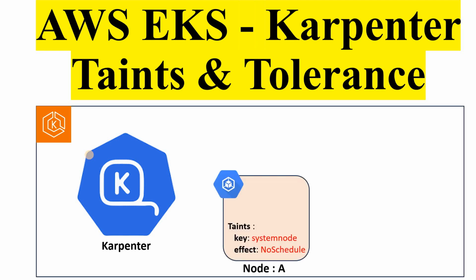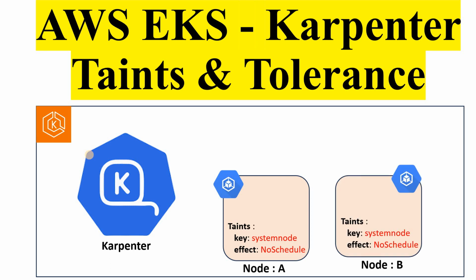As part of this demo, we're going to deploy a Karpenter node pool configured with a taint something like this: key equal to system node and effect equal to NoSchedule. After that, we deploy a pod which does not have any toleration for this particular taint, which means that pod becomes unschedulable. It goes into a pending state because it has no place where it can be hosted, right?